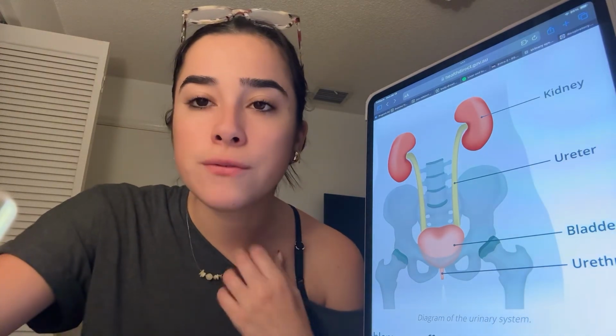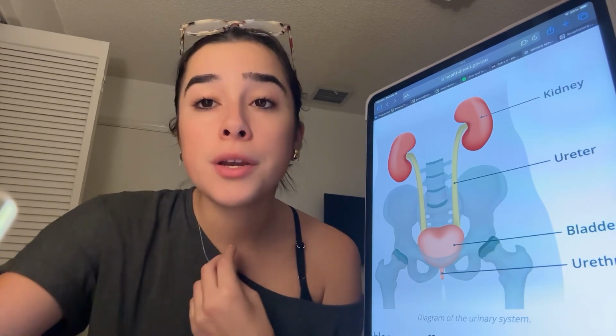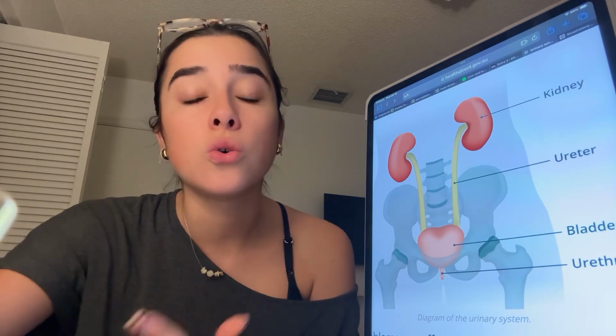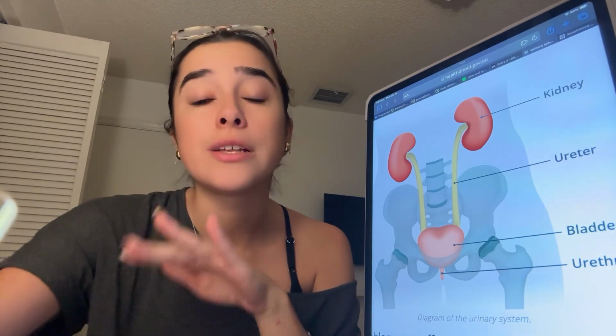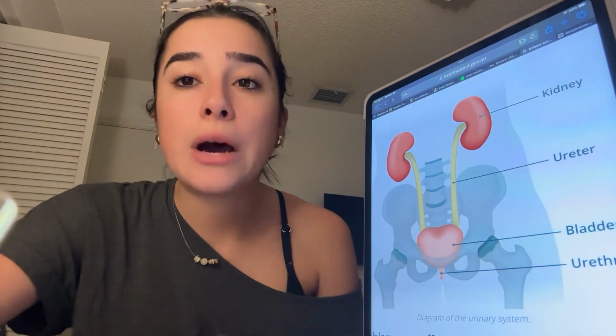Now the filtrate flows through the proximal convoluted tubules, where the body reabsorbs the good stuff such as amino acids, glucose, and most important, water and salts back into the bloodstream. Then the filtrate travels down the loop of Henle. This part concentrates the urine by reabsorbing more water and salts, especially in the ascending and descending limbs of the loop.